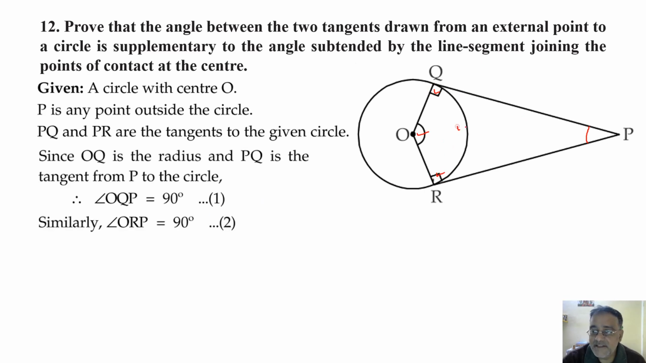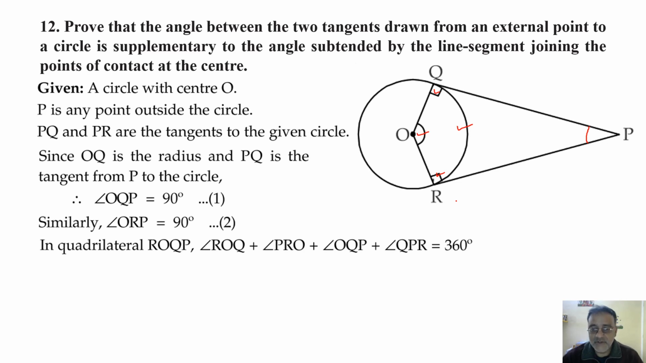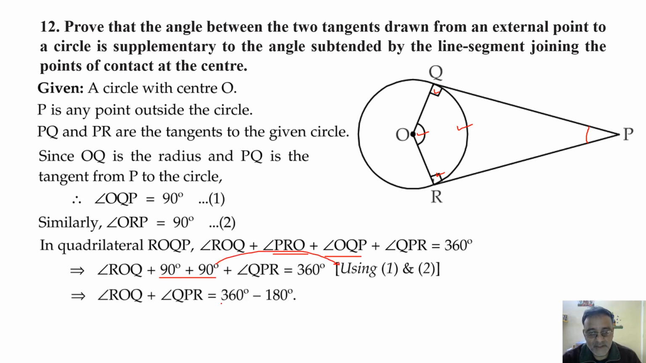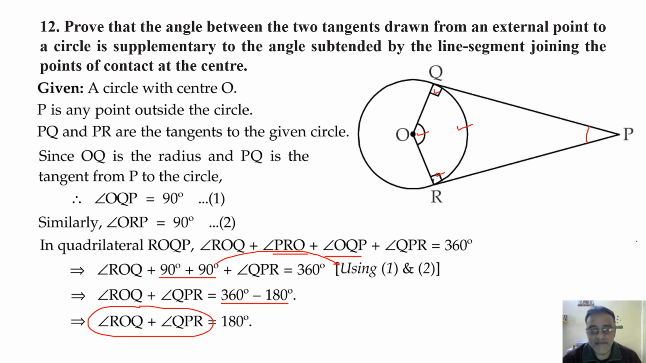Okay, now in this quadrilateral OQPR, the sum of all interior angles, we know that it is equal to 360 degree, angle sum property of quadrilateral. ठीक है? So now we are going to substitute the value of angle OPR... angle PRO and angle OQP as 90. So ये 180 हो जाएगा, 180 को यहाँ shift कर लेंगे, so 360 minus 180 degree is 180 degree. So यही proof करना था. So this will imply that these two angles are supplementary, right?